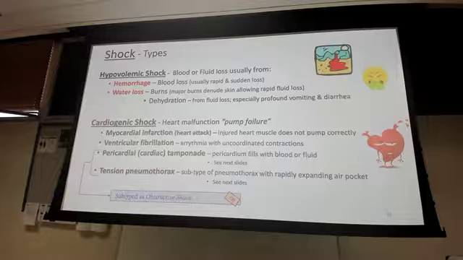Cardiogenic shock, so heart attack, right? That makes sense. If you have a heart attack, myocardial infarction, you damage that heart, it's not going to pump efficiently anymore. Well, then it's going to lead to cardiogenic shock because we're not pushing out blood to our body.